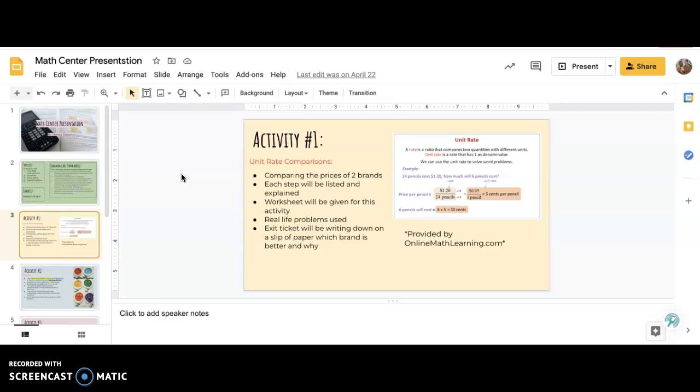I will show the steps of comparing 2 prices of 2 different brands. Each step will be listed and explained. A worksheet will be given for this activity, real-life problems will be used, and the exit ticket will be writing down on a slip of paper which brand is better and why.